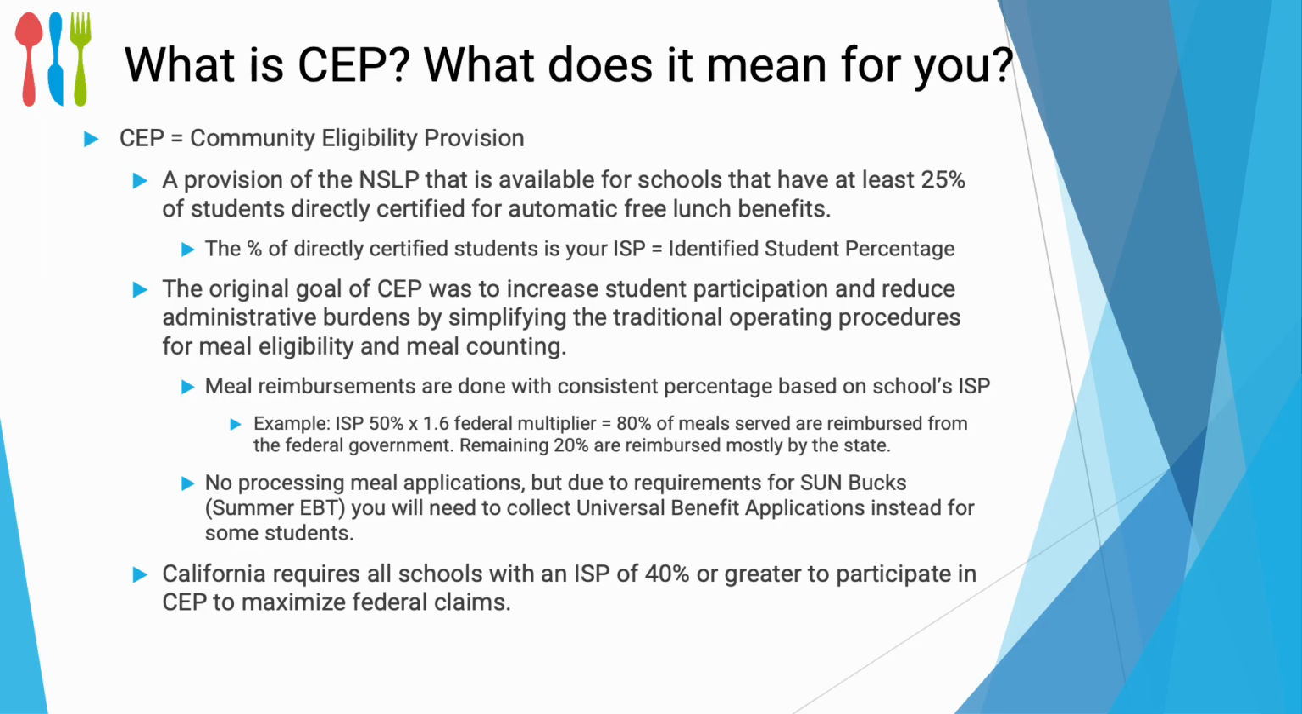So meal reimbursements are going to get done with a consistent percentage based on your school's ISP. There's an example here of how that all works. And then this also means that you cannot process traditional free and reduced meal applications. But in the state of California, due to requirements for SunBucks or Summer EBT eligibility, as well as other funding that your schools can receive based on individual eligibility, you are required to collect some forms, and that is called the Universal Benefit Application. So we'll talk about that in great detail during this training.